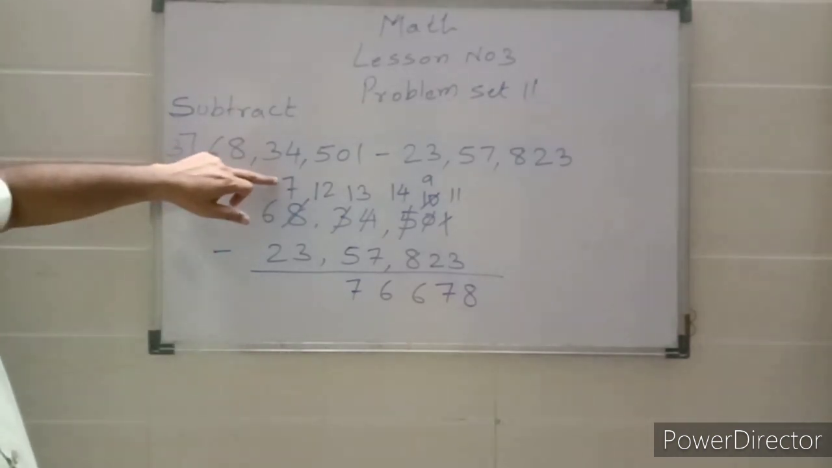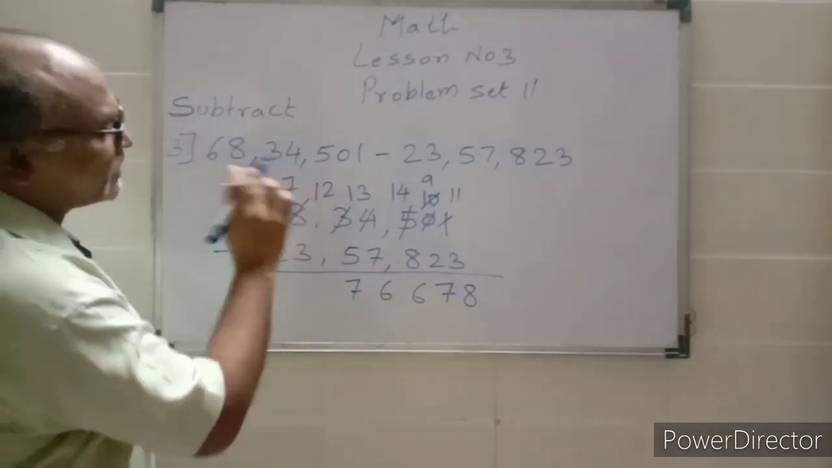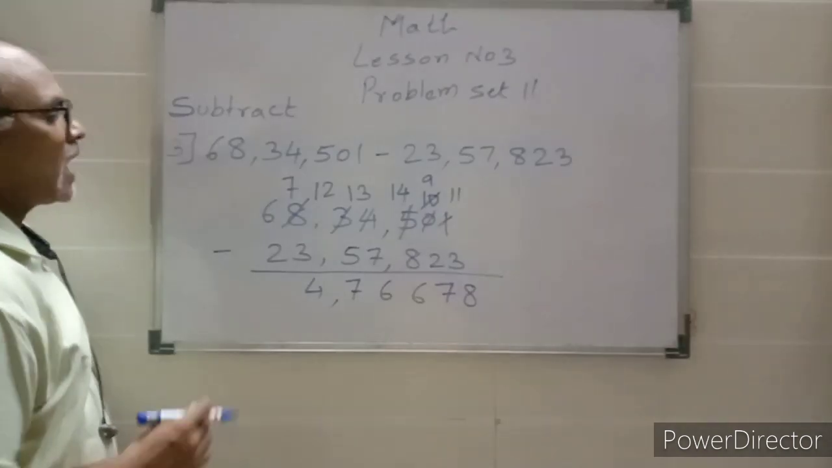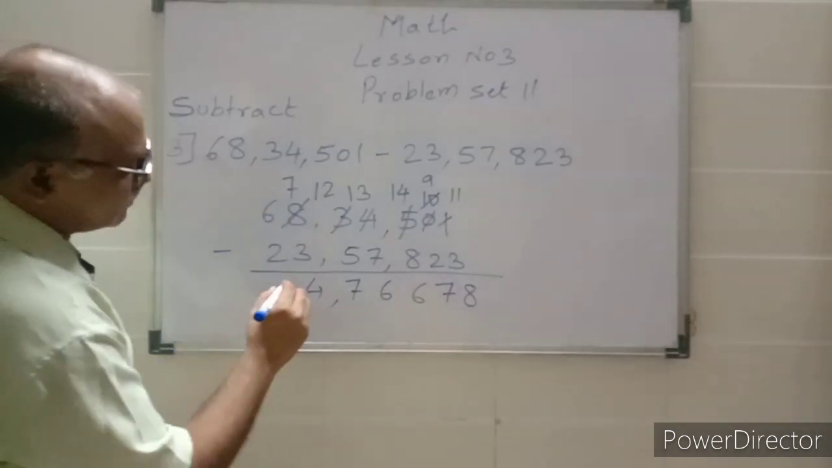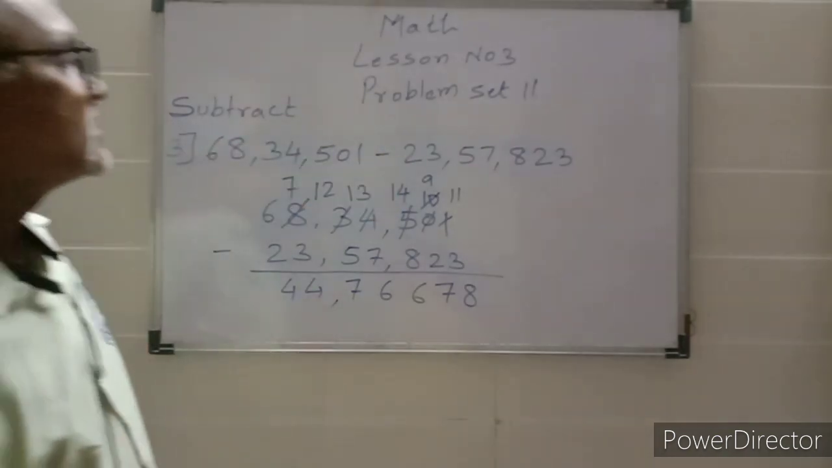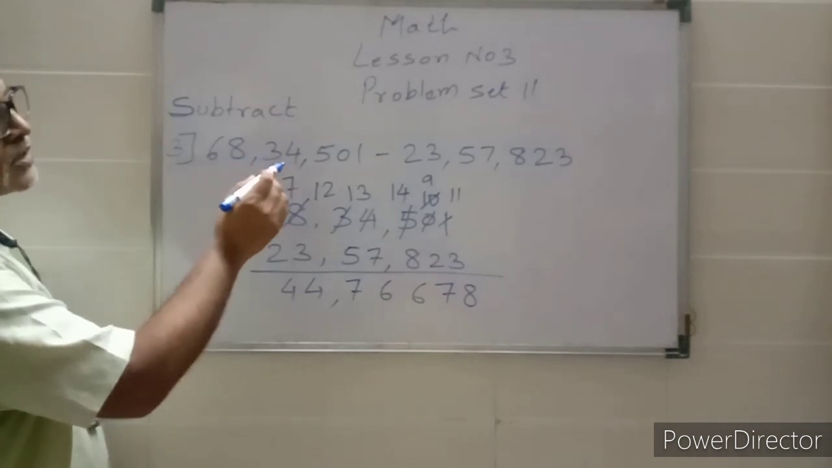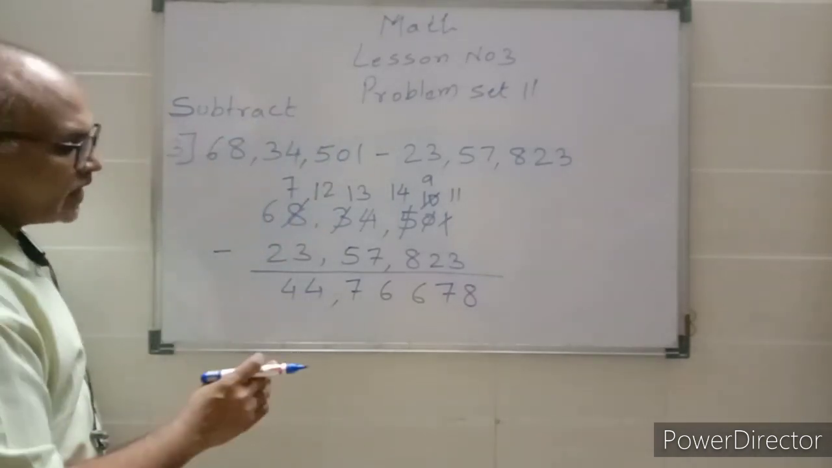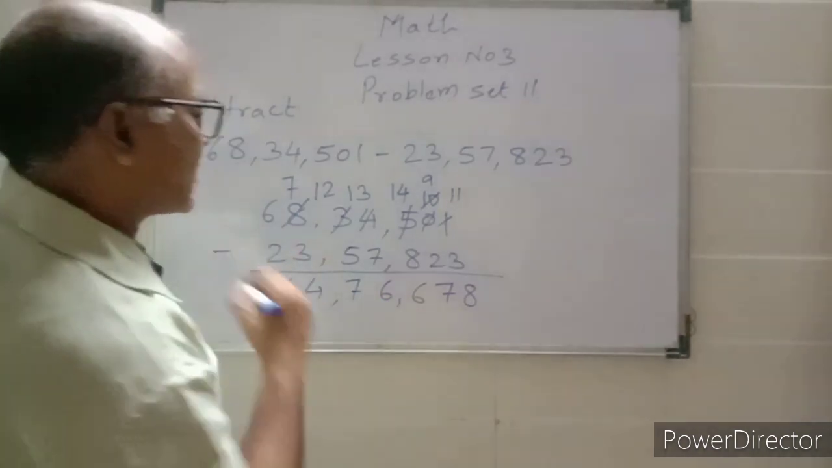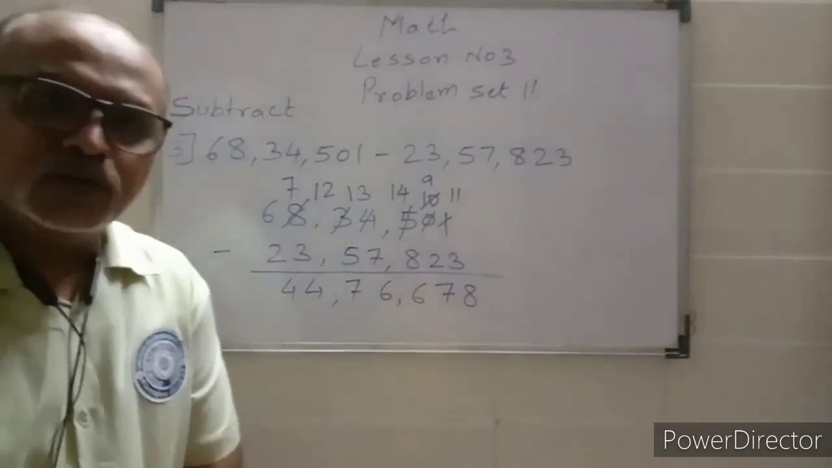Now see in the lakhs place we have 7 and 3. We are supposed to subtract 3 from 7. 7 minus 3 is what? 4. And 6 minus 2 is 4. So when we subtract 23,57,823 from 68,34,501, we get 44,76,678. Is it clear to you all? Okay.